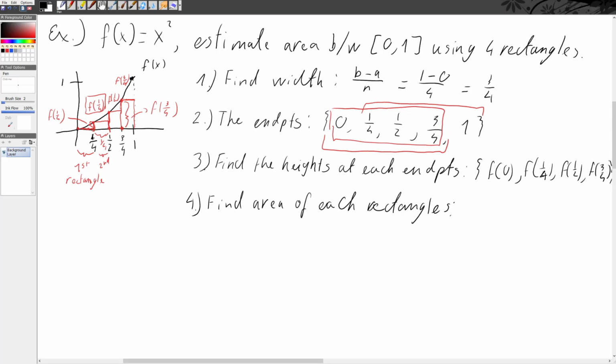So the area of the first rectangle is going to be 1/4, the width, times the height, which is going to be f of 0. That's our initial starting point, which is just going to be 1/4 times 0 squared, which is just 0. The area of the second rectangle is going to be 1/4 times f of 1/4, which is going to be 1/4 times 1/4 squared, which is going to be 1/64, I believe.